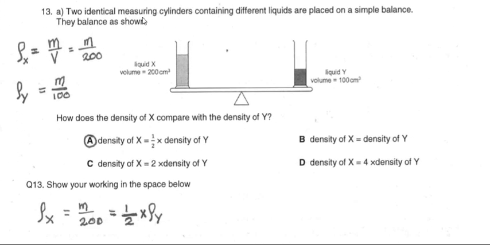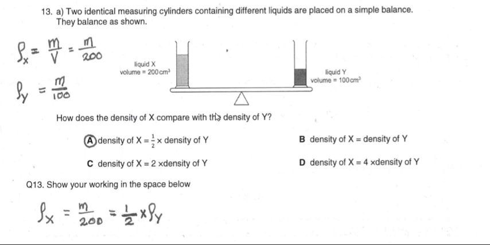Question 13. Two identical measuring cylinders containing different liquids are placed on a simple balance. They balance as shown. Here we can see that the cylinders are equidistant from the pivot, so they're the same distance from the pivot. This would be the formula to work out the density of liquid X. It would be its mass divided by its volume. We don't know its mass at the moment, but we know its volume. And likewise, the density of Y would be its mass divided by 100.